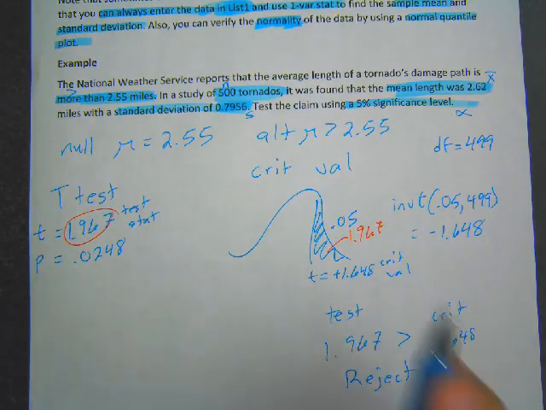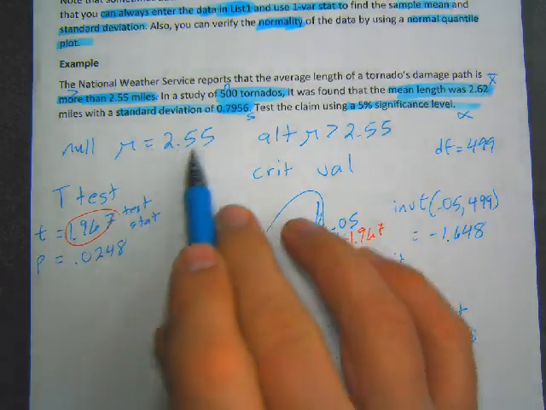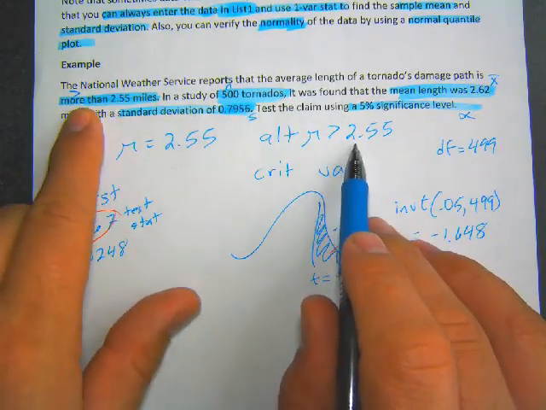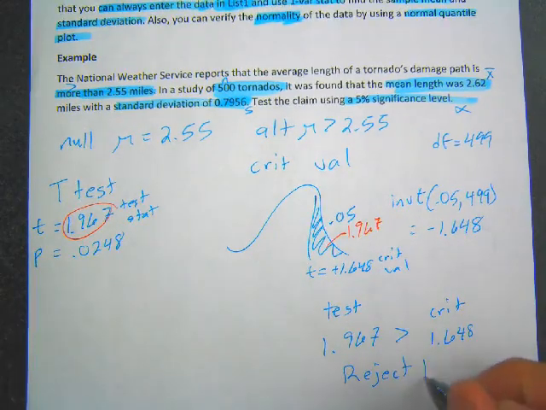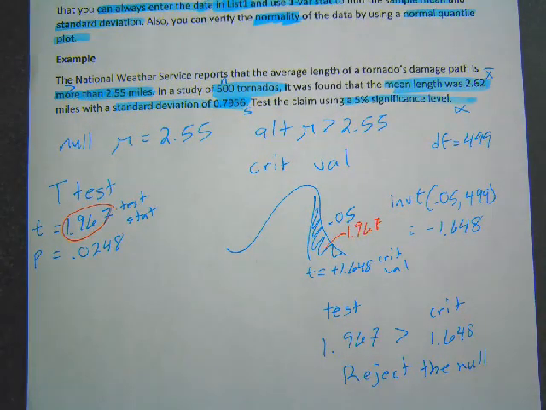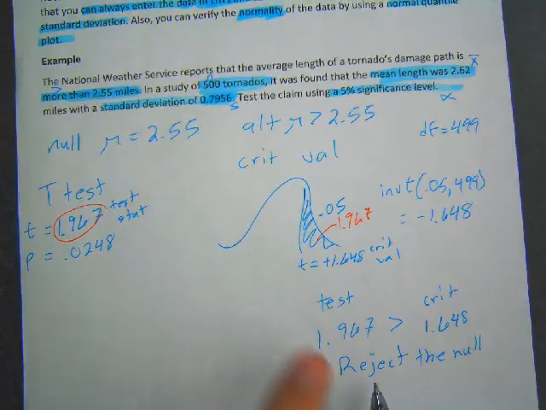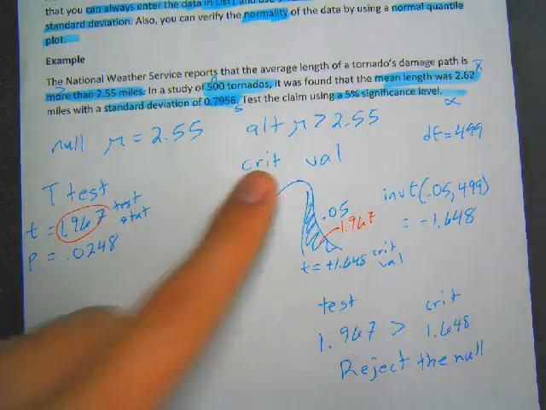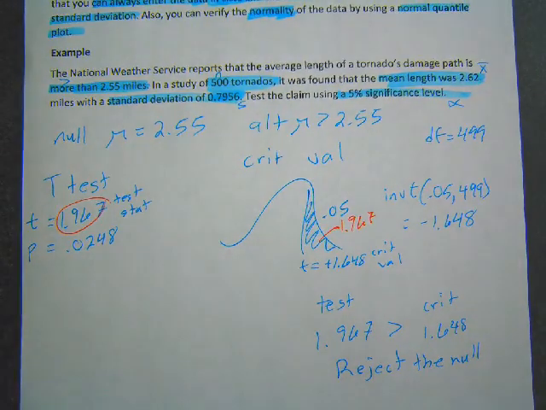So their claim that it is equal to 2.55, we'll reject, or sorry, that null hypothesis and go with the alternative, which is their claim. We'd support them in this case. They said, hey, it's more than 2.55 miles. And we went and tested that and said, yeah, we reject the null of equality, and we support your alternative claim, that yes, it is bigger than 2.55.